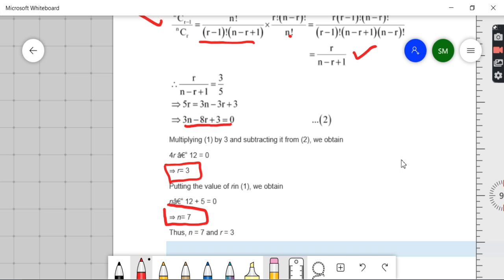Alright, a little bit long calculation is there, but you have to do it. Practice it more, at least 2-3 times you have to calculate.